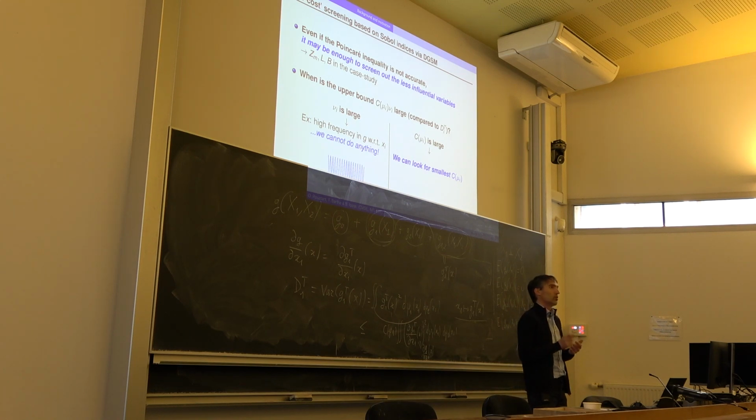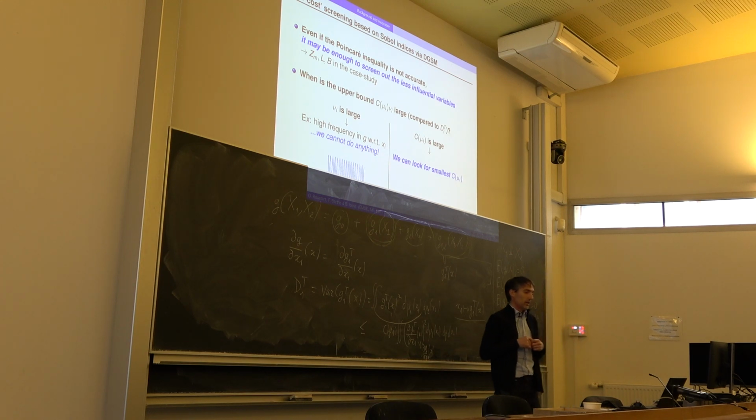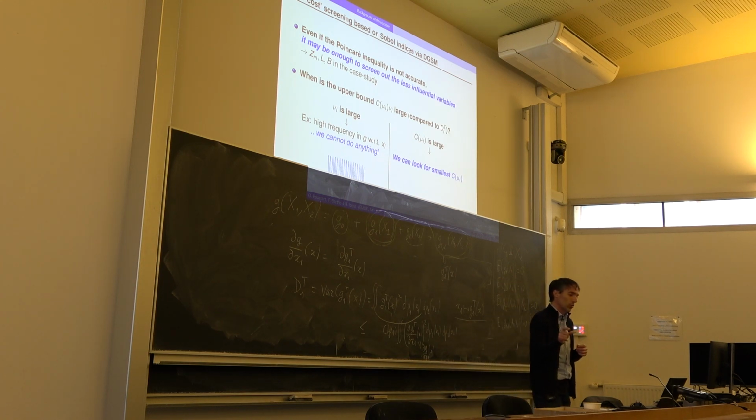The other term depends on the Poincaré constant. And here the Poincaré constant may be large because you don't know the optimal value. So here you can do something. And this is what we are going to do. We are looking for the smallest Poincaré constant. Okay?